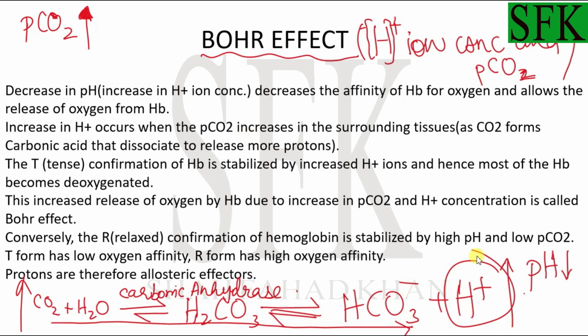Now, what effect do these H+ ions, which are produced due to the carbonic acid dissociation, have on hemoglobin's affinity for oxygen? H+ ions can bind very strongly to hemoglobin, and they can bind to deoxyhemoglobin more tightly. If they bind to the deoxyhemoglobin more tightly, they displace the oxygen molecules from the oxygenated hemoglobin structure.